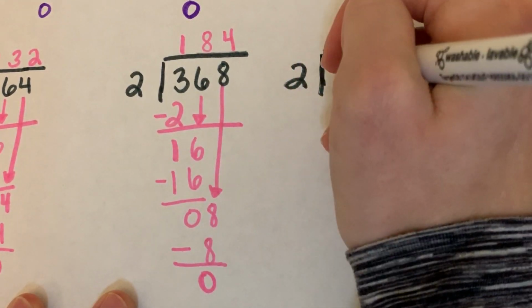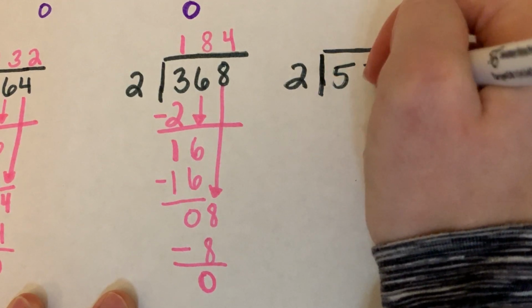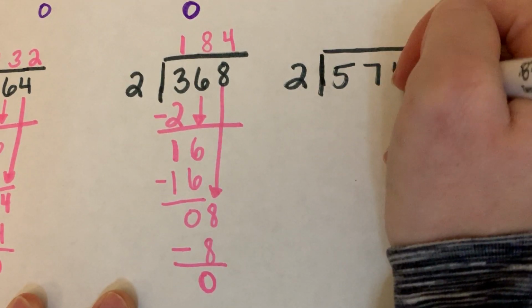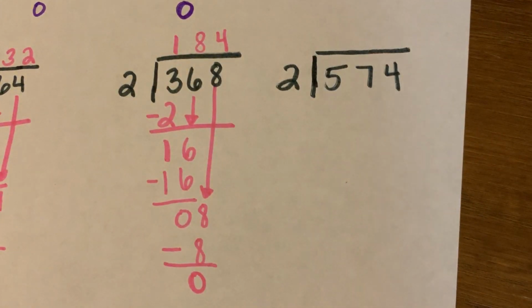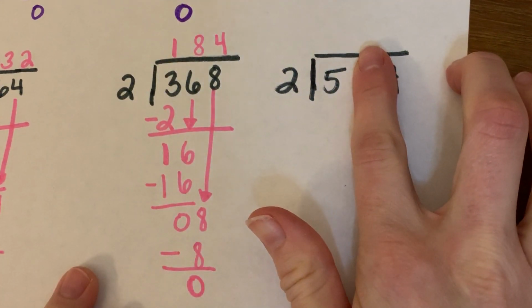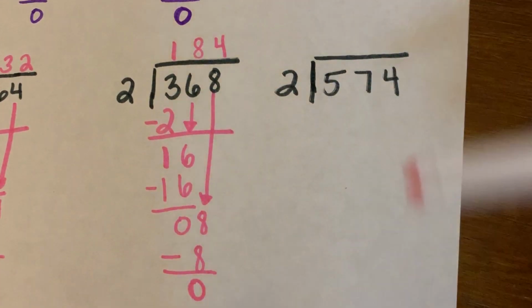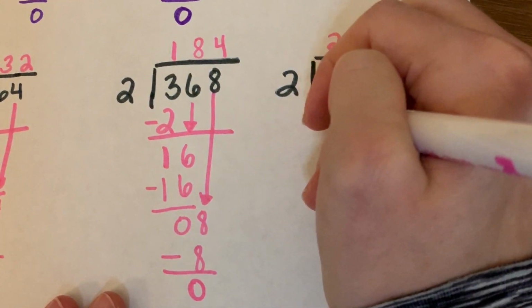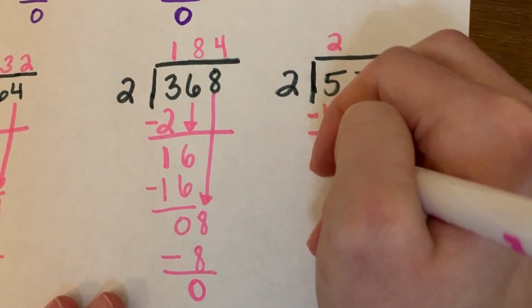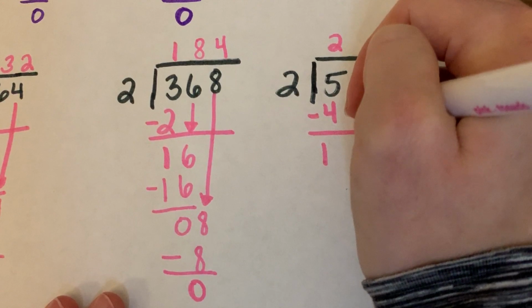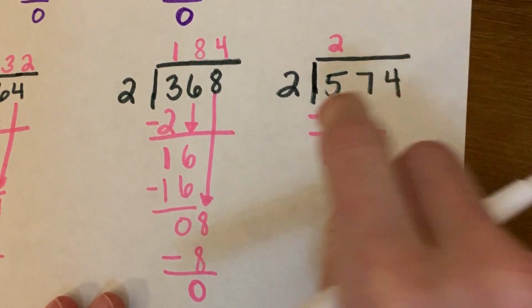Let's do 2 divided by 574. Go ahead and try that one. So 2 goes into 5 2 times, because 2 times 2 gives me 4. I'm going to subtract my 4. I have 1. I'm going to bring down the 7.